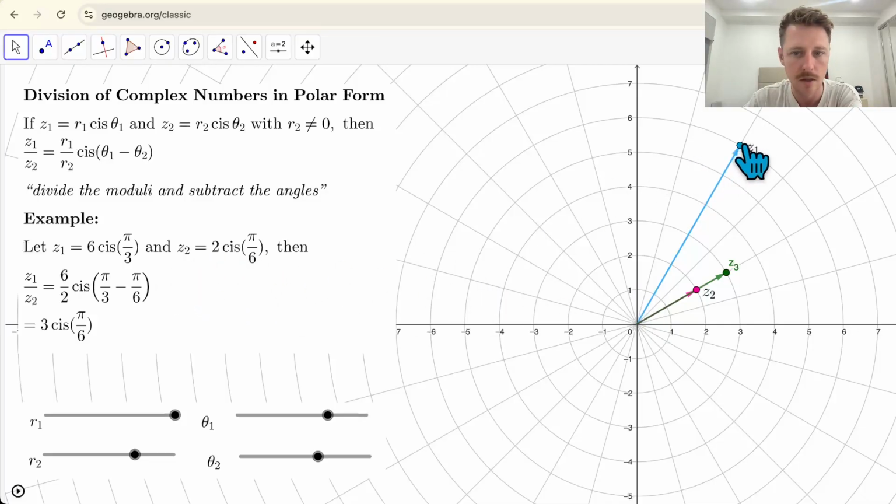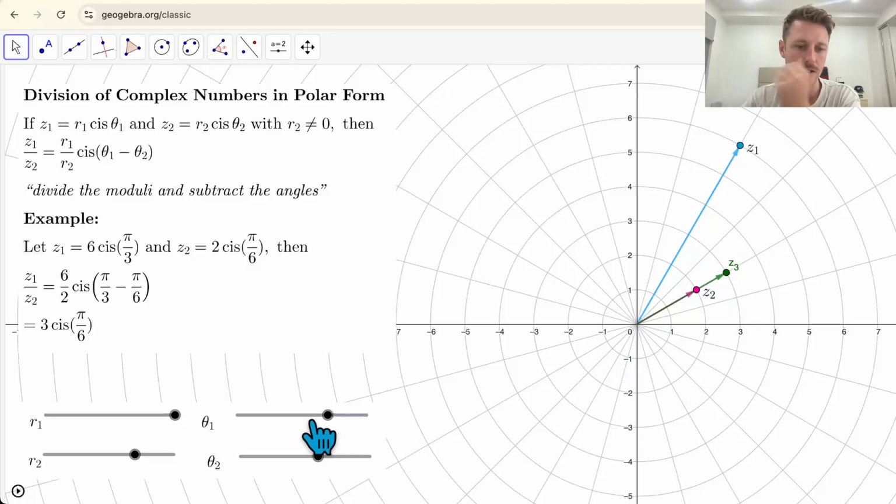z1 is at 6, pi on 12, 2 pi on 12, 3 pi on 12, 4 pi on 12, which is pi on 3. So z1's in the right spot. z2 is the pink one, the moduli is 2, pi on 6. It's in the right spot. When we divide them, we divide the moduli, so 6 divided by 2 is 3, and subtract the angles to get pi on 6. So that looks good.